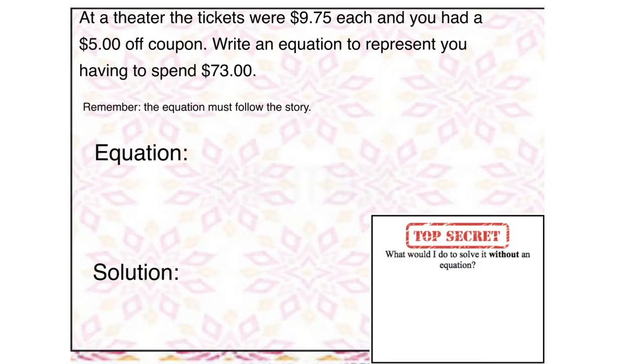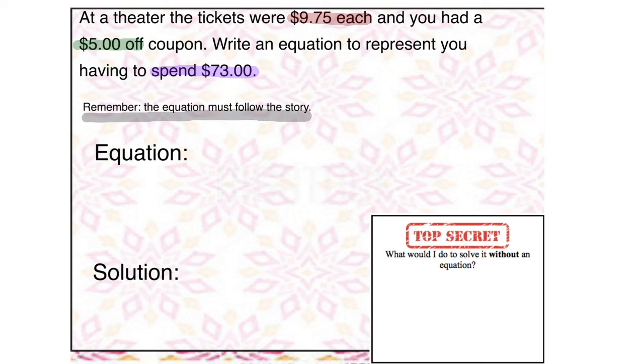All right, last problem of the day is a real-life problem. We're going to read through this and highlight the important information. It says, at a theater, the tickets were $9.75 each, and you had a $5 off coupon. Write an equation to represent you having to spend $73. Now, the big thing to remember is that your equation must follow the actual story and what happened.